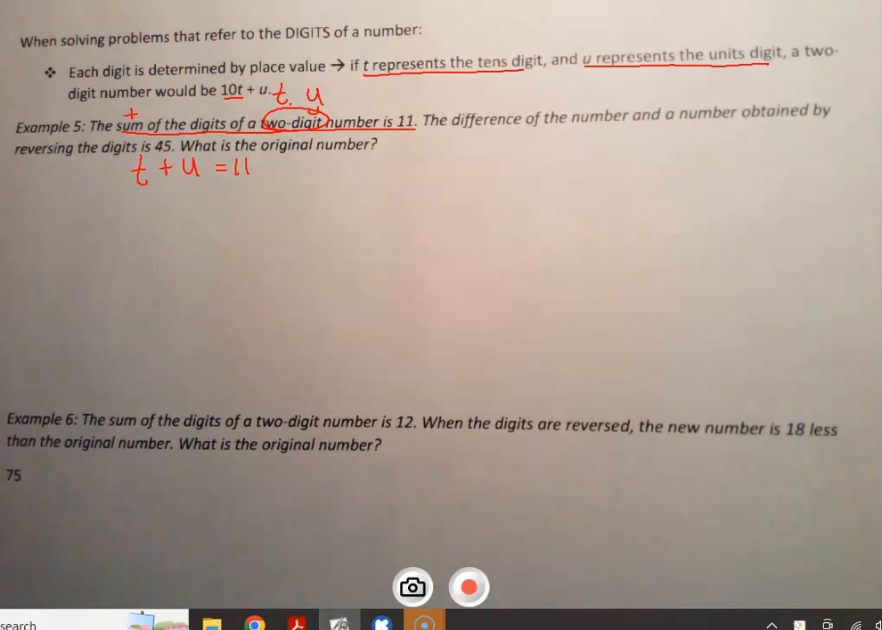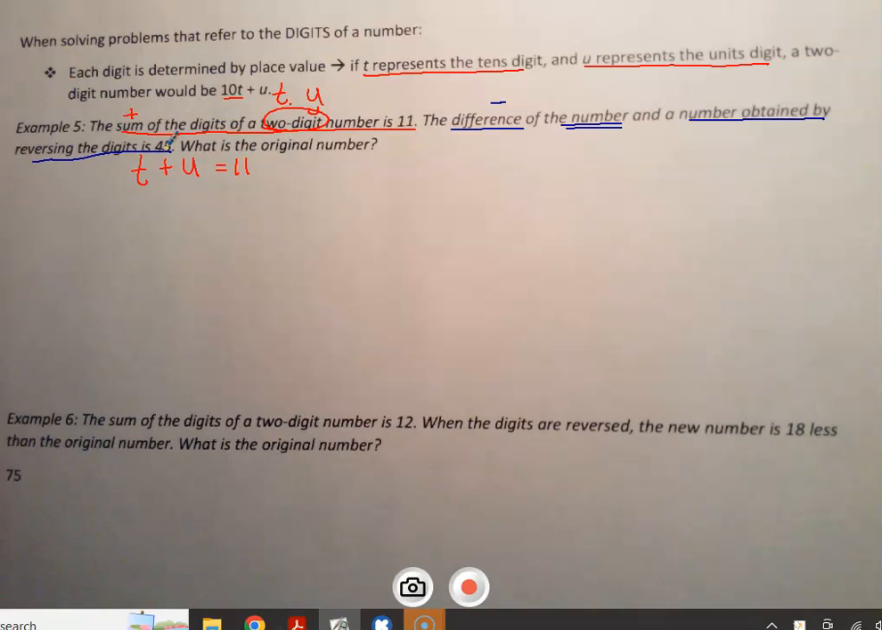All right, so let's try the next one. The difference, that's subtraction, of the number. Ooh, this time it's the number. It's not the digits, but it's the number. And a number obtained by reversing the digits is 45. What is the original number?